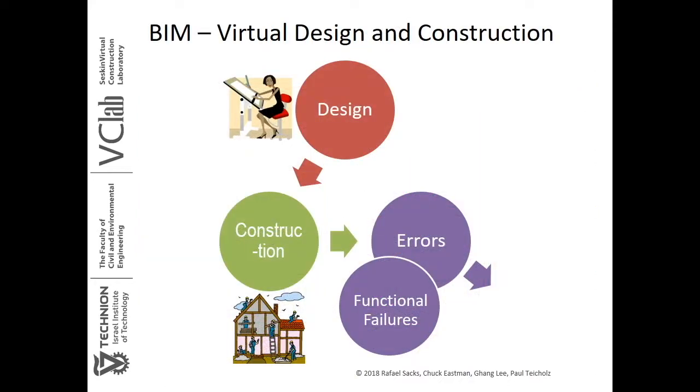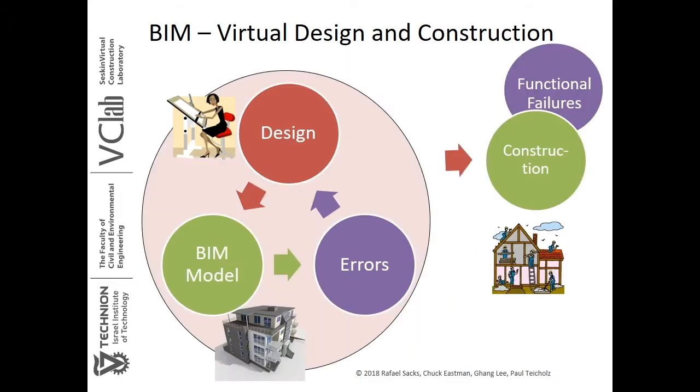You can see here, for example, in this slide, that what we used to do before BIM was we would design, we would construct or build, and then on the site we would discover all the errors. And once we'd ironed out all the errors in the building, we still discovered that there were functional failures, meaning that the building did not meet the needs of its designers or of its owners or of its occupants. And then, of course, in many cases, we had this problem, lawsuits, which followed all those errors and functional failures.